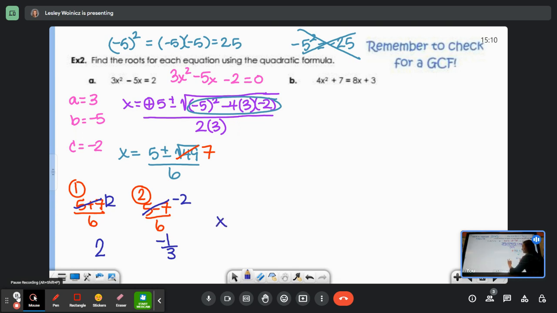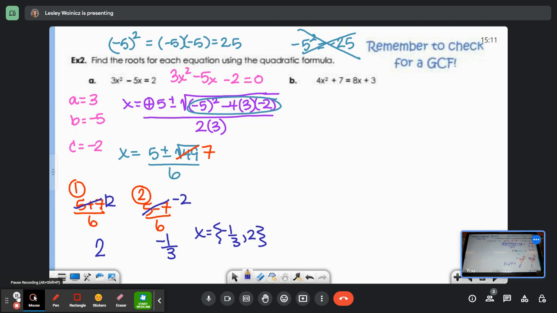All right, so now we know what to put in curly brackets. It's x equals our negative 1/3 and the positive 2, and we're done. All right, we're going to do one more and then I'm going to turn you loose.